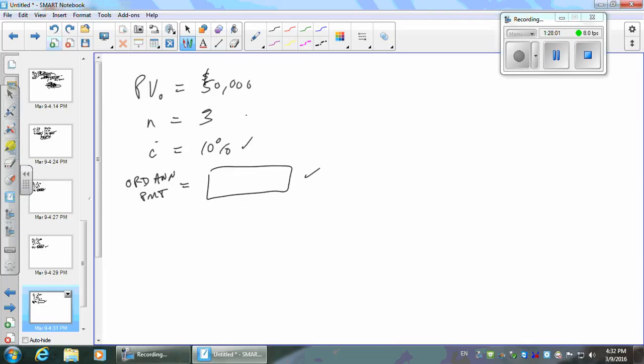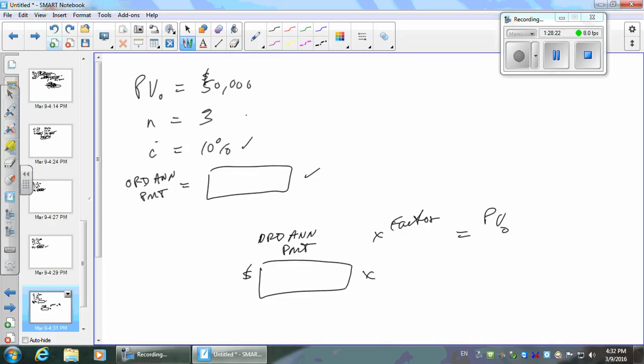So I set this up. Ordinary annuity payment. You can plug it into your calculator, but know what you're doing before you do that. My ordinary annuity payment times the factor is going to give me this present value at time 0. The factor is going to be the present value of an ordinary annuity. Oh, wait a minute, I'm not really calculating that. I calculated the payment, but it doesn't matter. I know the present value is $50,000, and I know some payment's going to pay it off.